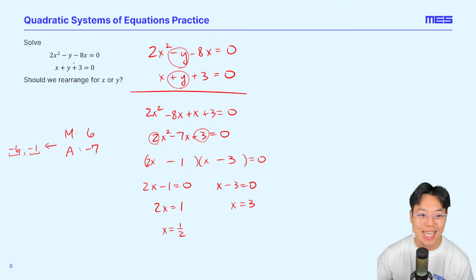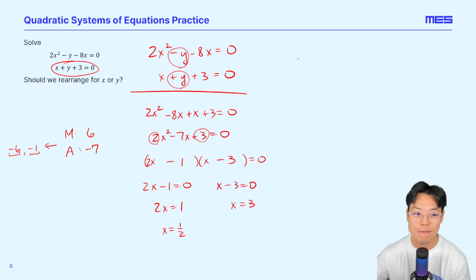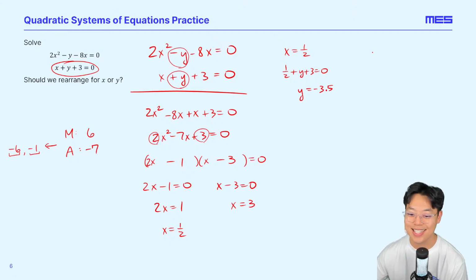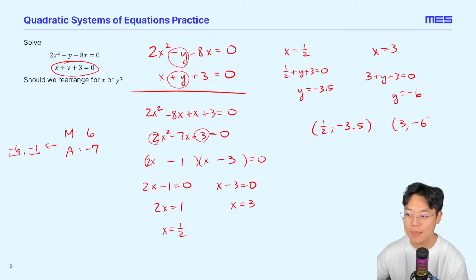And I'm going to use the second equation to solve for my y, because I don't want to deal with any of those squareds up there. For when x is equal to 1/2, I have 1/2 plus y plus 3 is equal to 0. So y will equal negative 3.5. Nice. And when x is equal to 3, I'll have 3 plus y plus 3 is equal to 0. So y is equal to negative 6. So our 2 points of intersection are 1/2 comma negative 3.5 and 3 comma negative 6.